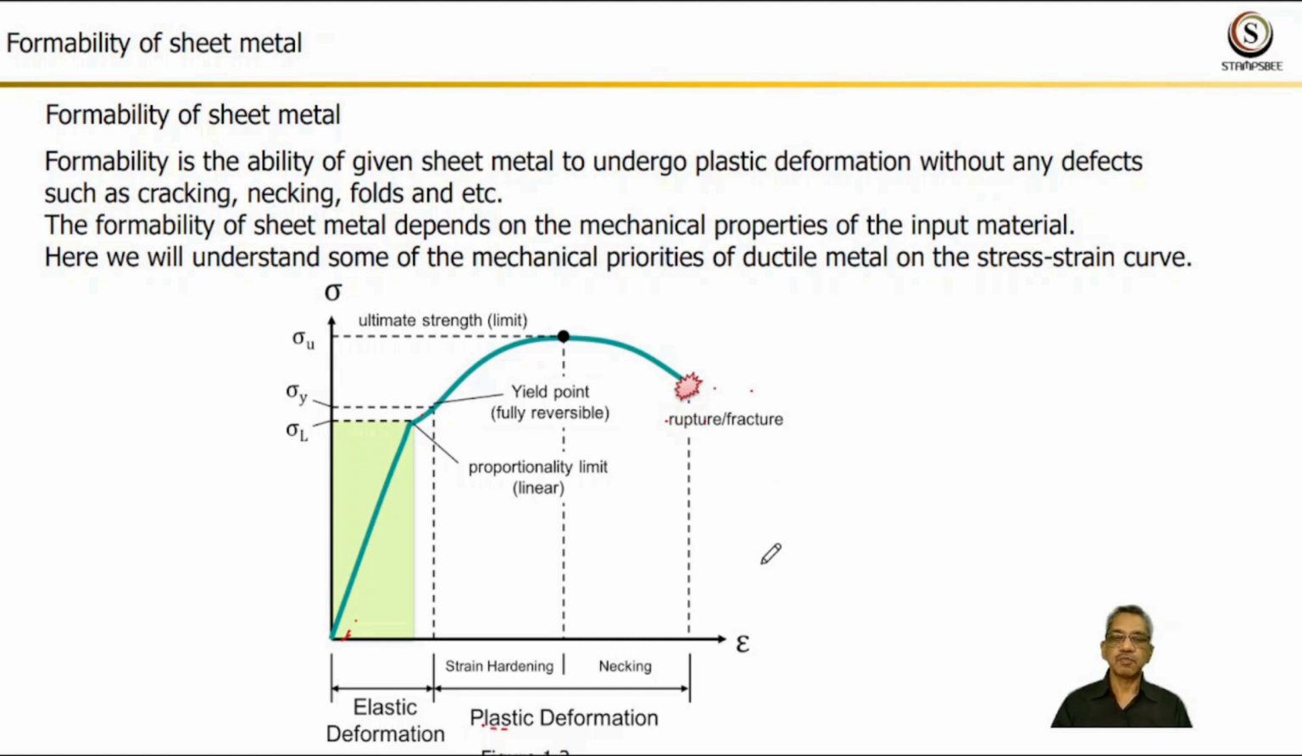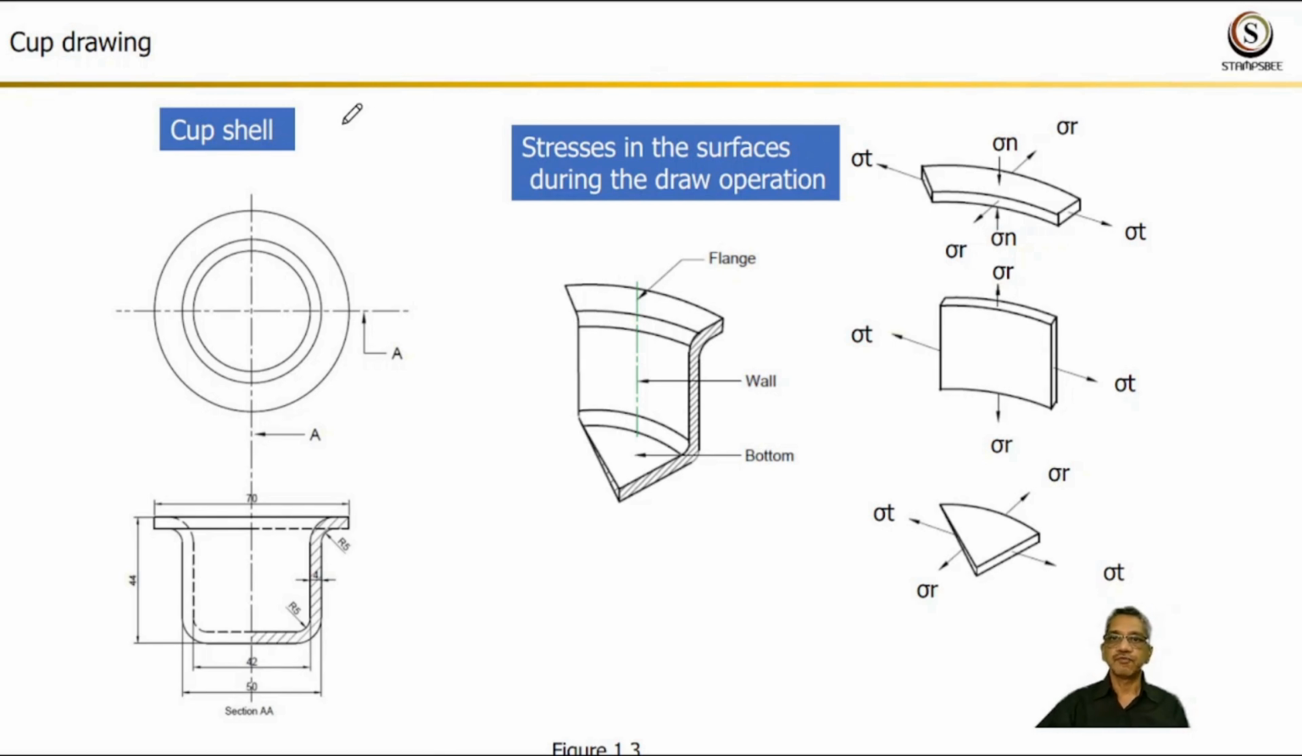Friends, the performance of the draw operation depends on the stresses which are induced on the drawn shell against the stresses for which the part is designed. Now we will understand the surfaces of the draw shell and the stresses induced on it during the draw operation. Here we will understand the stresses involved in cup type draw operation.